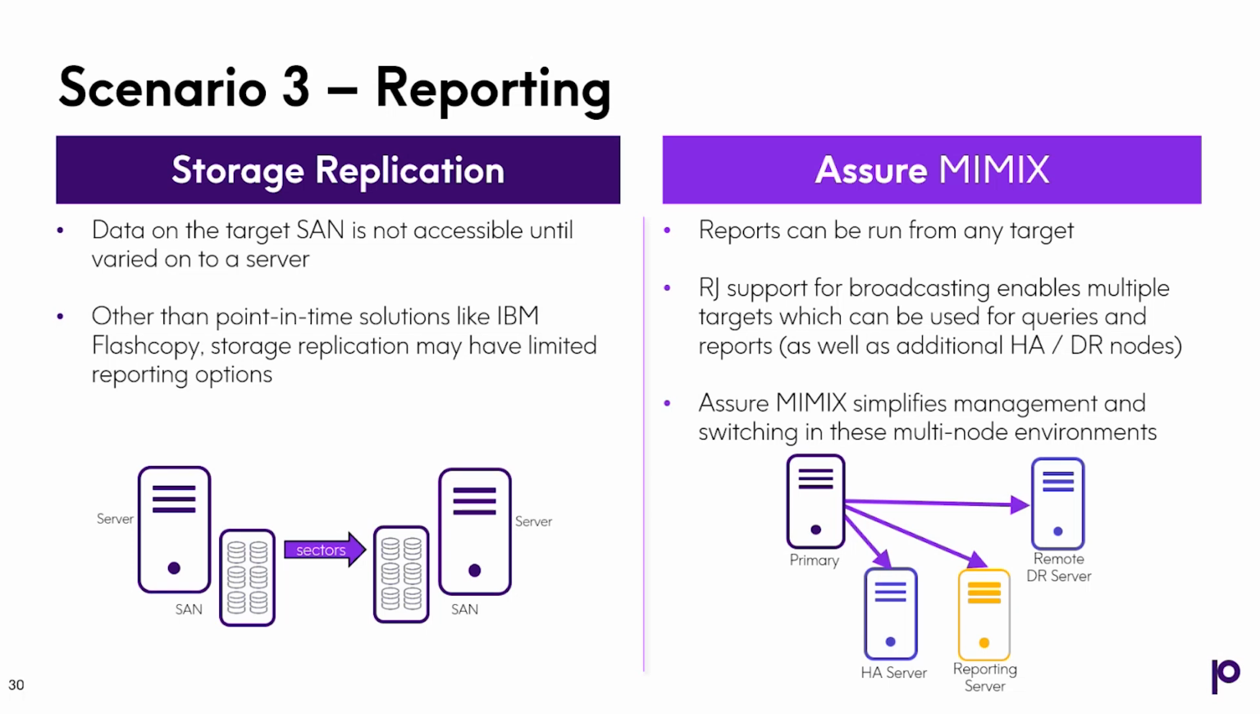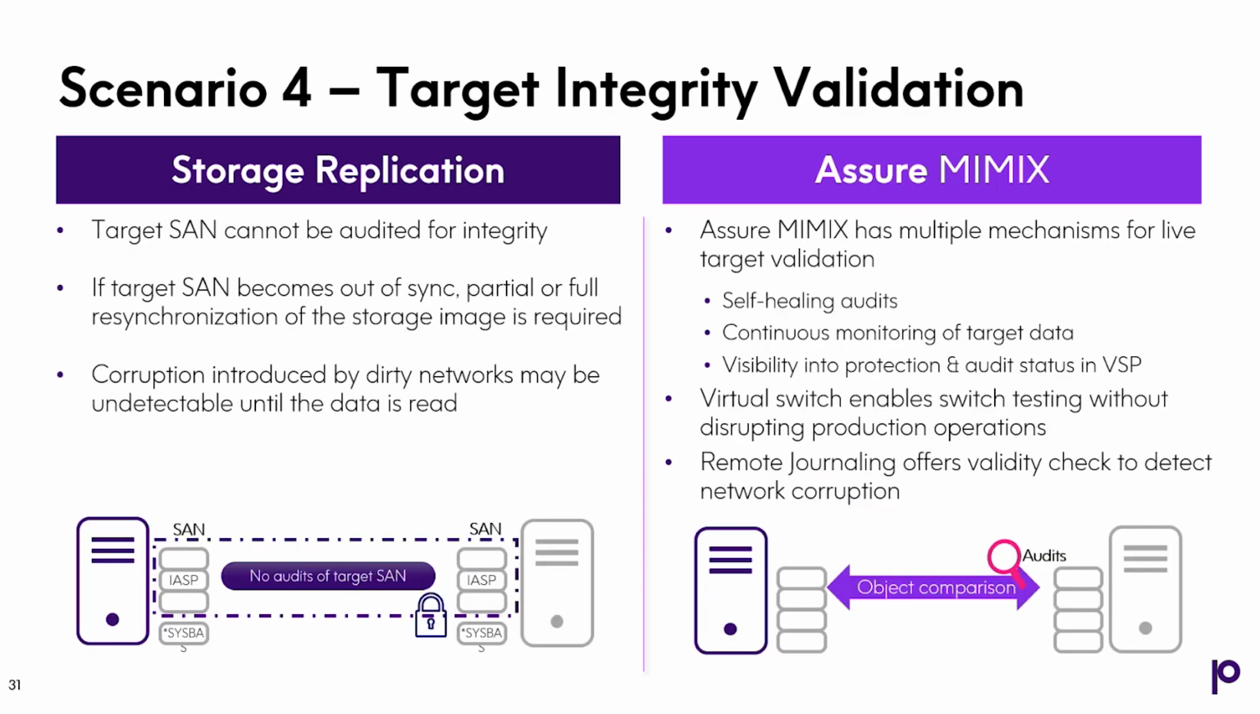And so you can run reports against the target, and the remote journaling support for broadcasting actually enables multiple targets. So you can have a DR node, an HA node, and a reporting node. And then when you switch, you see those 3 arrows there on the right hand side? When you switch that, Assure Mimics will redirect those arrows. So if you were to switch over to the HA server, now your arrows are going to be going out like this, and Mimics will take care of the movement of those replication streams. And then you still have everything you need there. So it's fully accessible and highly useful to be able to read that data and know you're getting real-time data there.